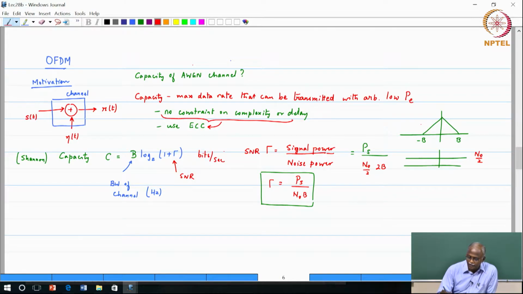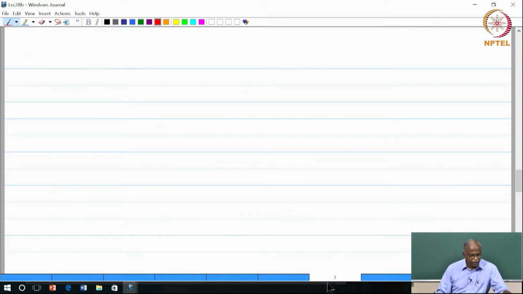Now sometimes you also talk about a normalized capacity. In that case it will be logarithm base 2 1 plus gamma, it does not depend on the bandwidth. So it is per unit bandwidth, so it will be bits per second per hertz, both of which are okay, but what we are interested in is to understand and utilize the expression for the capacity. Okay. So basic definition of capacity, everyone is comfortable with that? Okay. Now here comes the interesting variation.